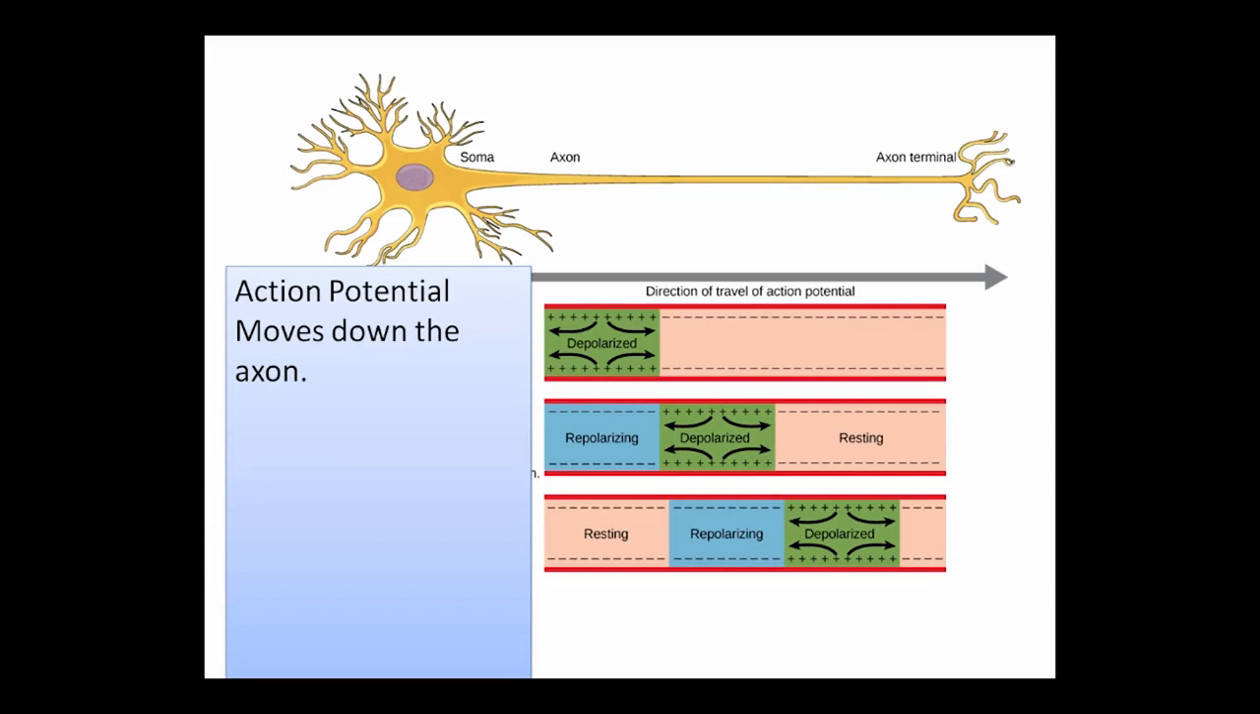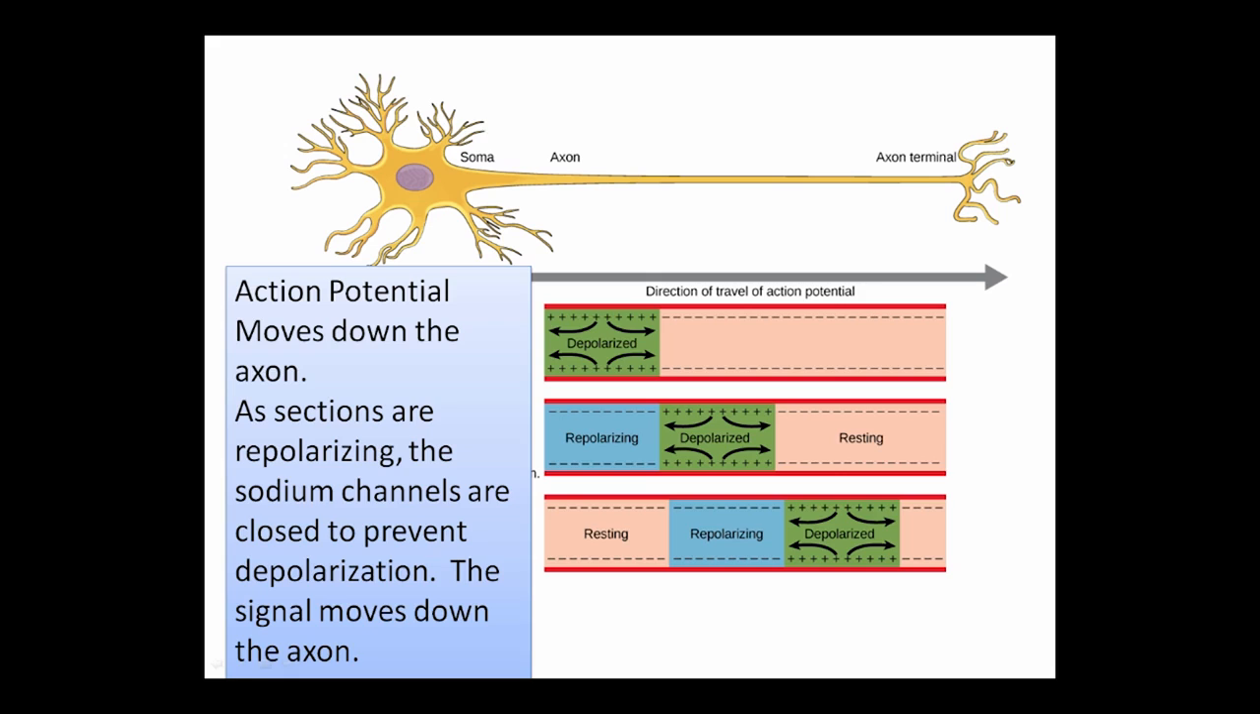The action potential is going to move down an axon. You're going to have one section that is depolarized. While that section is repolarizing, the next section is depolarized. Now, these are going to be at those nodes, in between the myelin sheath.